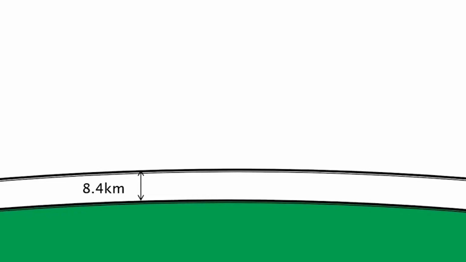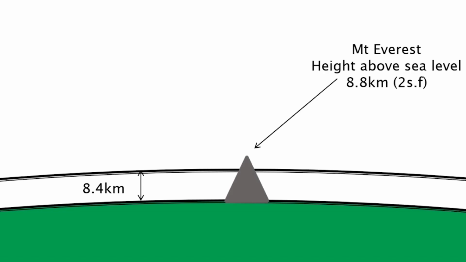As a quick aside here, if the atmosphere's density stayed at the same value as it is at ground level, then the atmosphere of the Earth would only be 8.4 kilometres thick. This would be a problem, as Mount Everest is 0.4 of a kilometre taller than that, so anyone who summited Everest would be an astronaut.